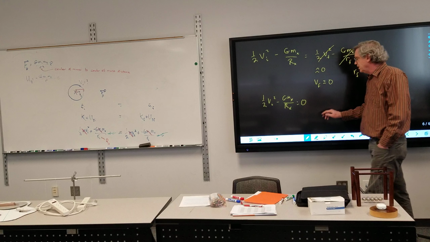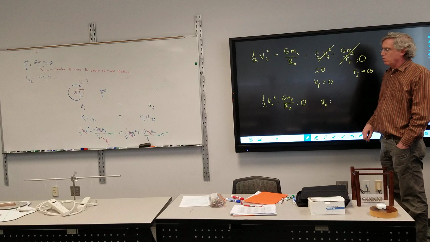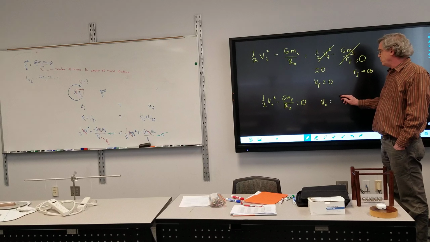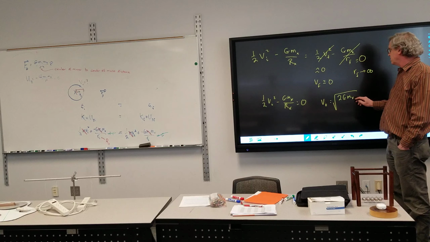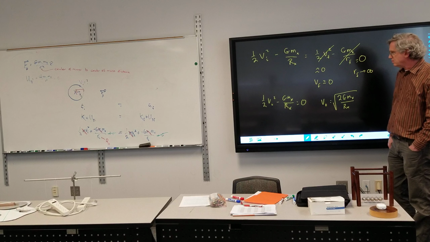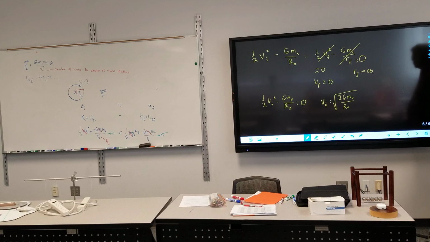equals 0. So my initial speed in order to do this is going to be the square root of 2G Mx over Rx. So now we can calculate that for the Earth. So that becomes the square root of 2 times 6.67 times 10 to the negative 11th times 5.98 times 10 to the 24th divided by 3.68 times 10 to the 6th.